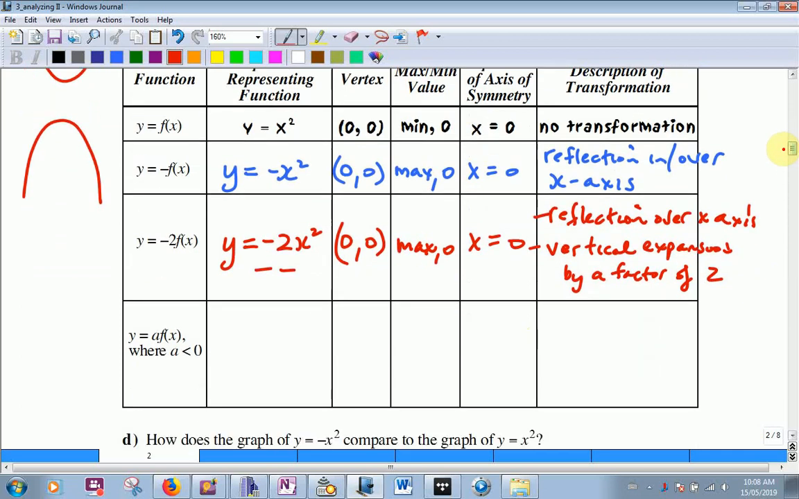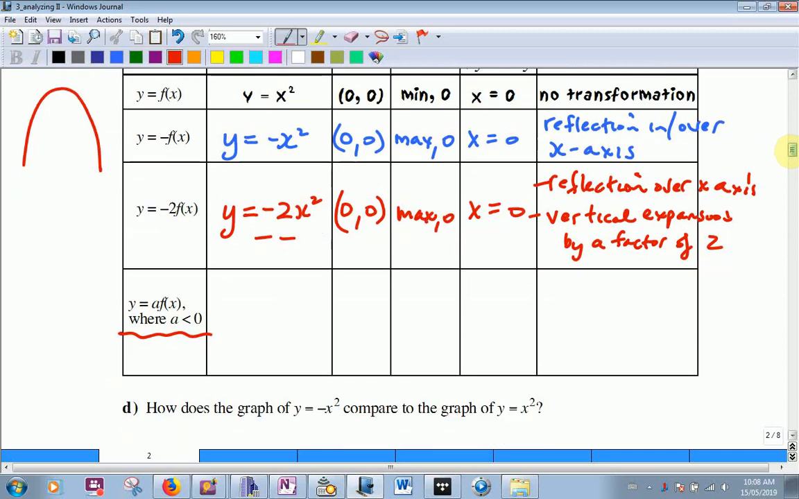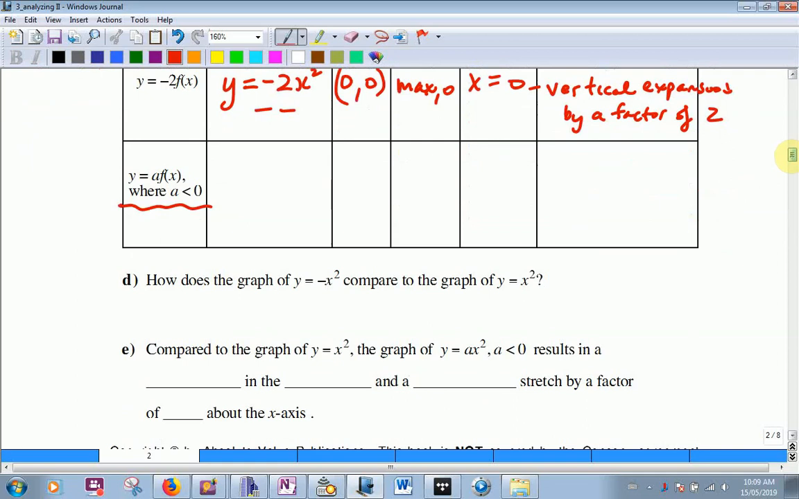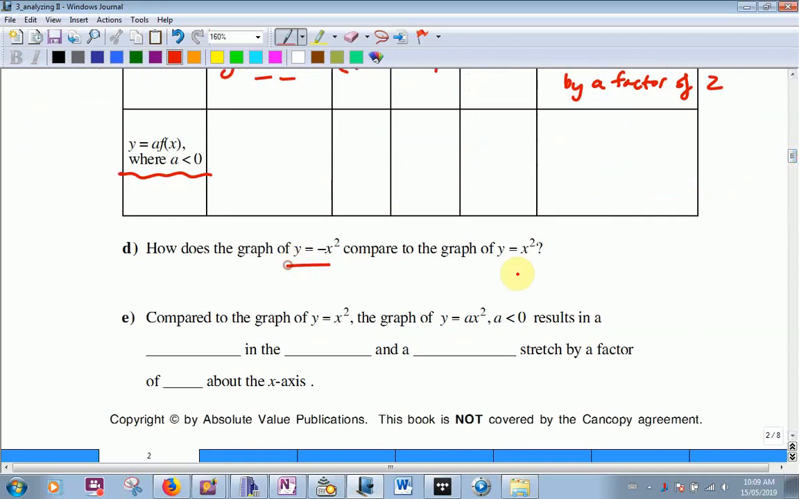What's the other word for an expansion or a compression? They're both stretches. Okay? Lots of biology going on, eh? So in general, if A is negative, okay, I'm not going to write this again, but you get a reflection and a stretch. So how does that compare with that? Reflection in the x-axis.